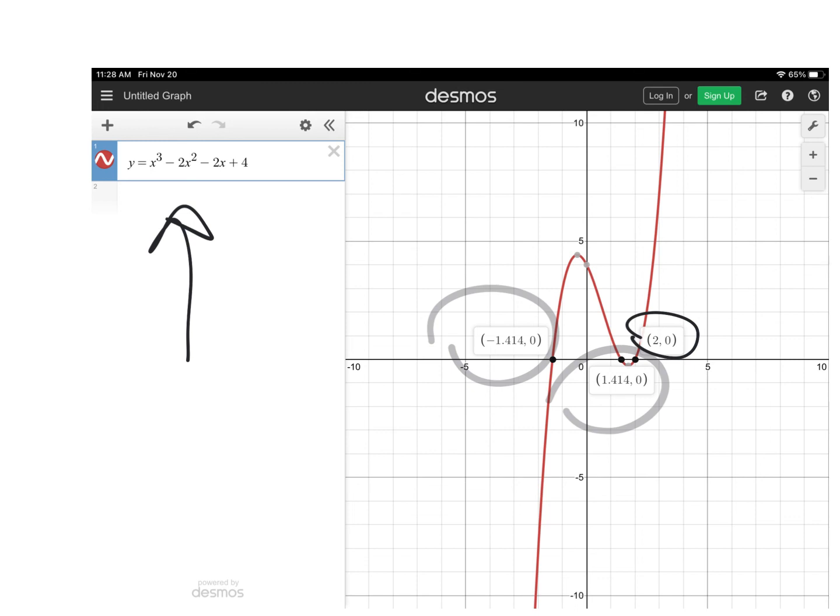So that is it for using synthetic division to find ordered pairs that you could graph to figure out if something is a factor. What we're going to be doing tomorrow is graphing these polynomials, using synthetic division to find all your ordered pairs.